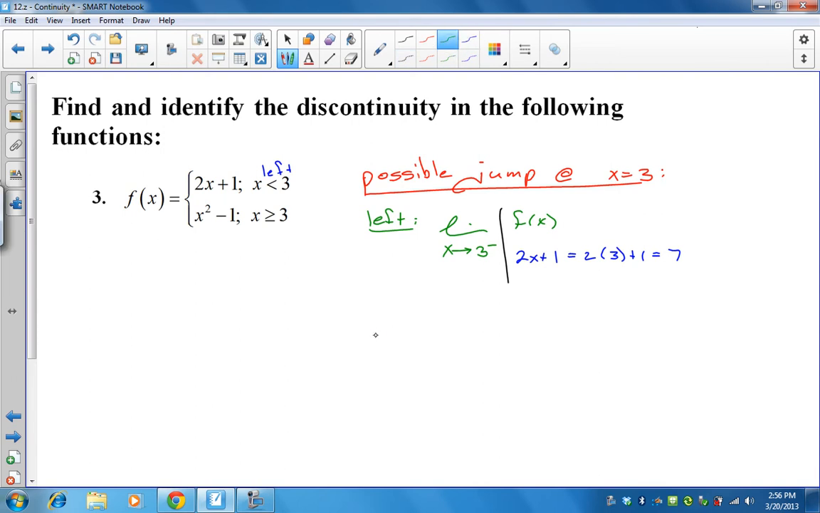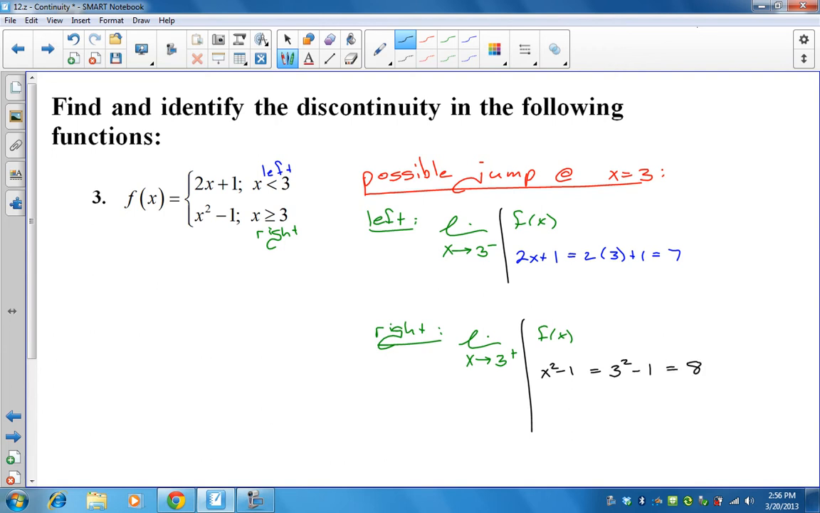Then I want to look at the right side. And my right side is when x is greater than 3. So I'll do the limit as x approaches 3 from the right of my function. Okay, and the right side of 3 is given by the equation x squared minus 1. And when I plug 3 into that, let's see, I have 3 squared minus 1. 9 minus 1 is 8.